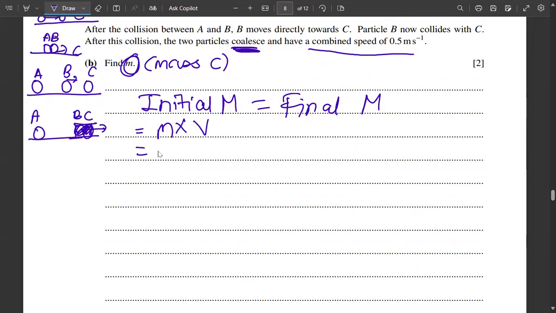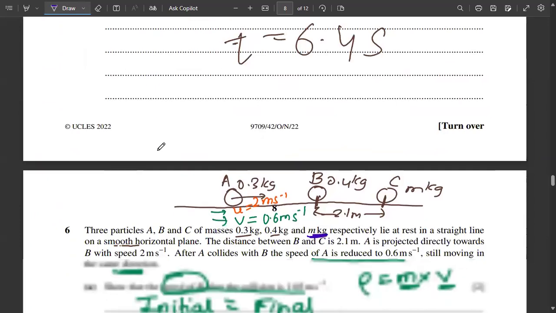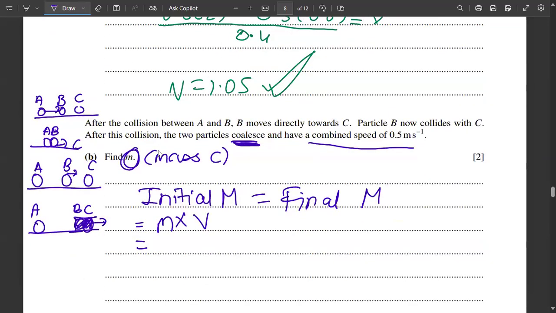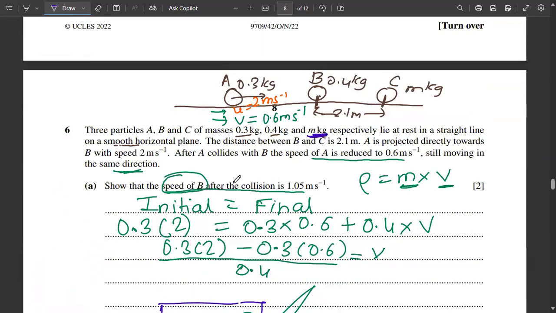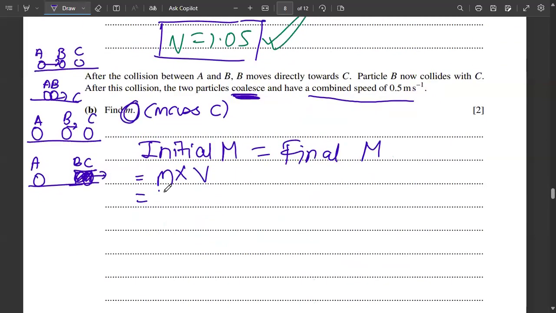What is the mass of B? The mass of B we'll have to check is 0.4. And what is the velocity at which B started to move? The velocity at which B started to move is 1.05. This is what we showed, that the speed of B after the collision is 1.05. That's what we found, the speed of B. So mass is 0.4, velocity is 1.05, is equal to final momentum. What is final momentum? Final momentum is mass into velocity too.